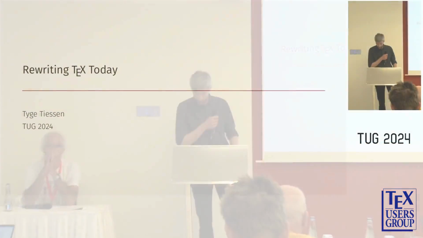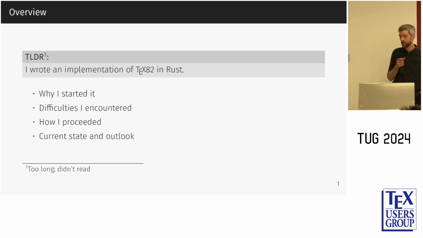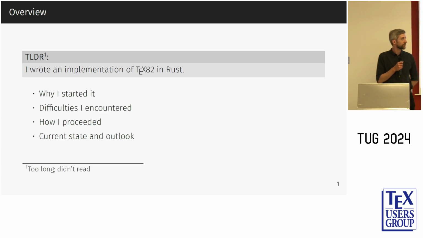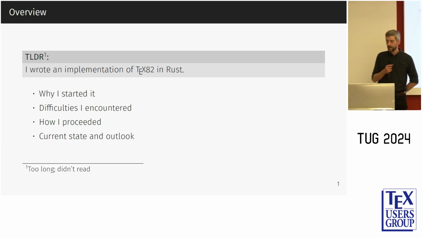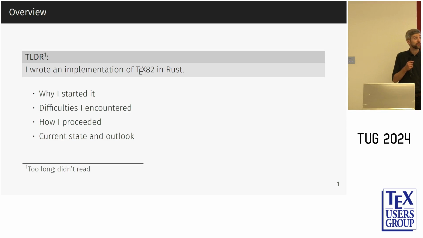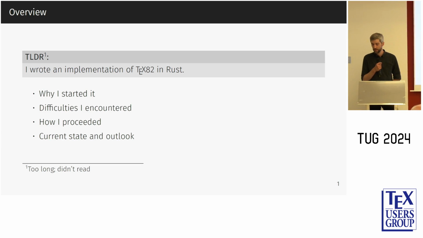Today I would like to talk about a project that I worked on for a few years as a side project. And just to start with the gist of it all, it's a re-implementation of TeX 82 in Rust. I would like to give you a short introduction to why I even started doing that, how I proceeded working on this, some difficulties that I encountered rewriting this code, and what I have today and the outlook.